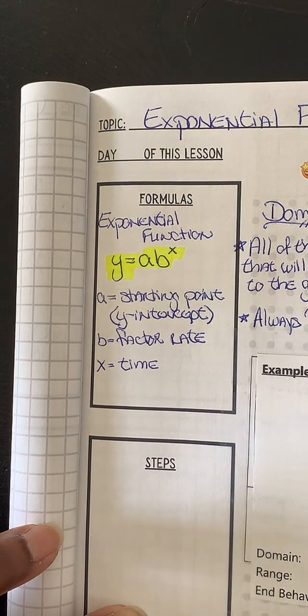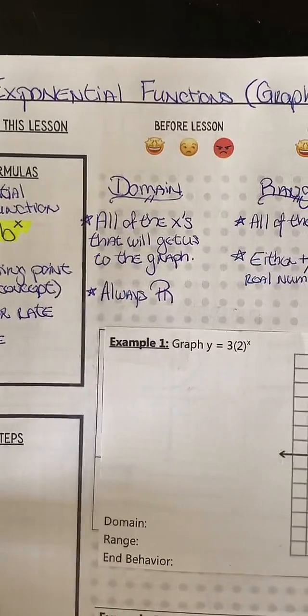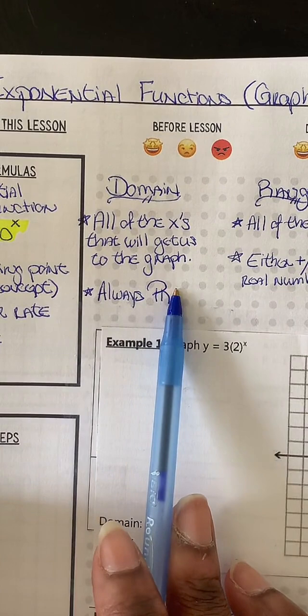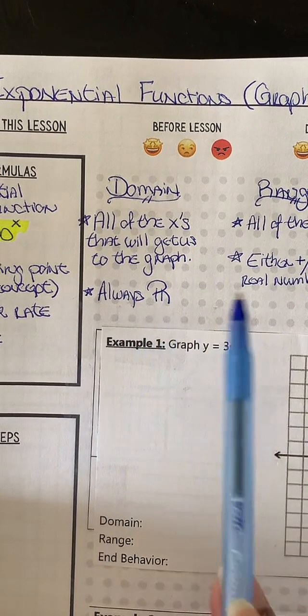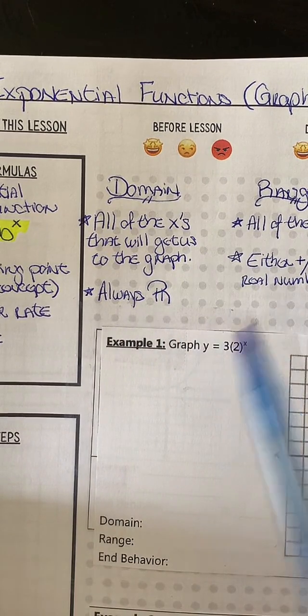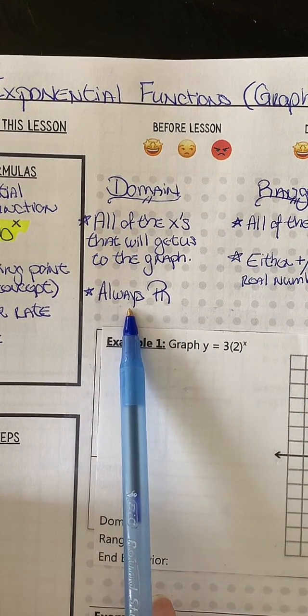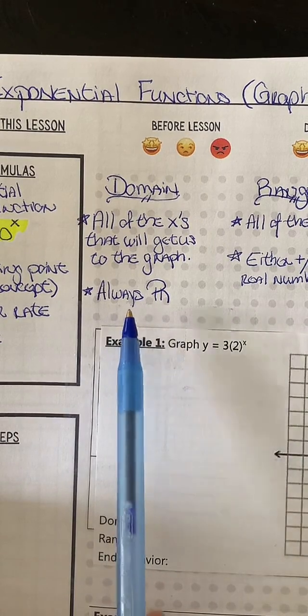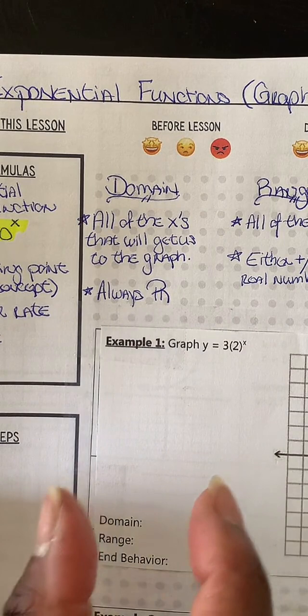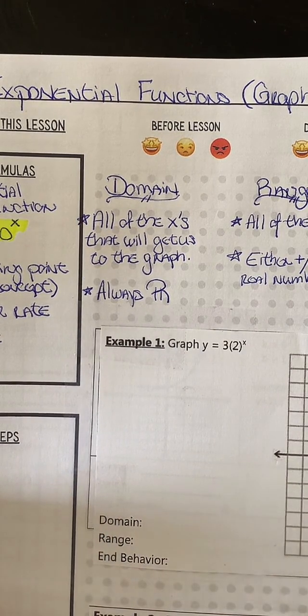When we're looking at your domain, this is key. Just like with the quadratic functions, your domain is the set of all the x's on the graph. And your domain will always be all real numbers. When we look at the graph, we're only going to look at a small snapshot of that graph.